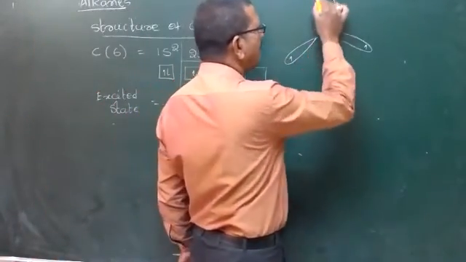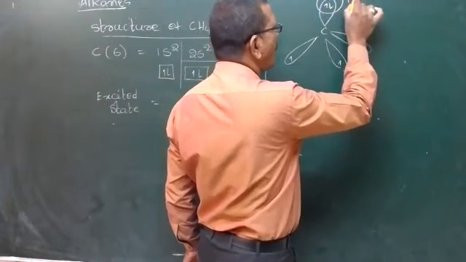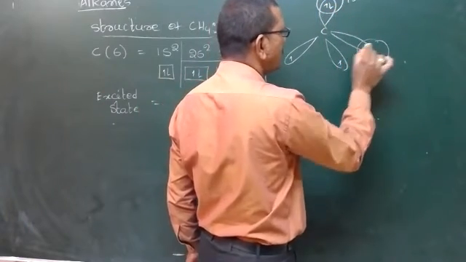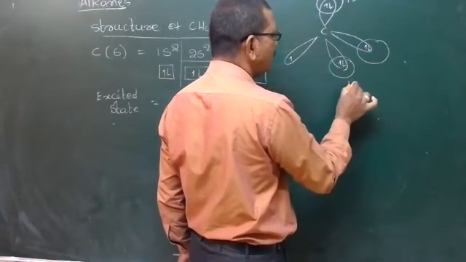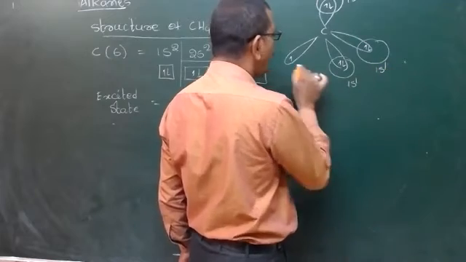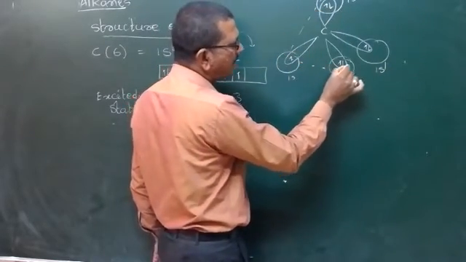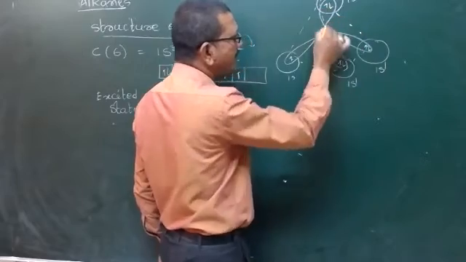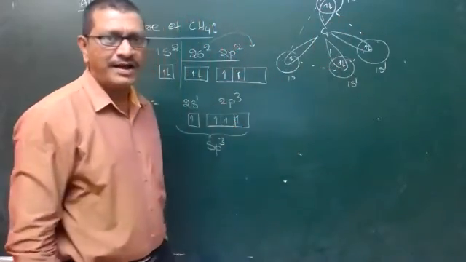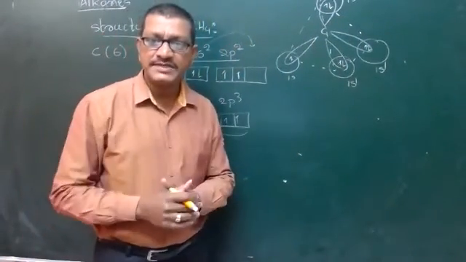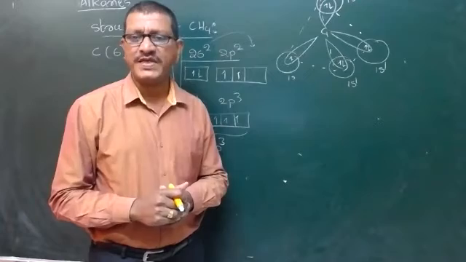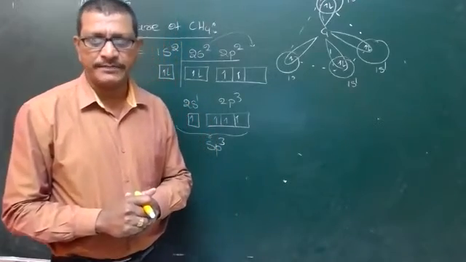Each hybrid orbital overlaps with the 1s1 orbital of a hydrogen. These hybrid orbitals arrange themselves in a tetrahedral manner. That's why the structure of methane is known as tetrahedral.